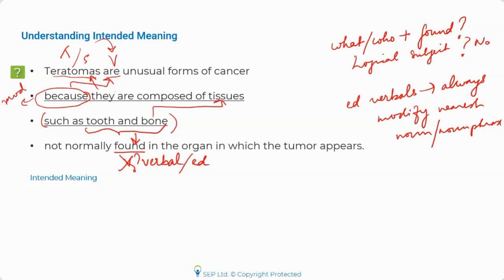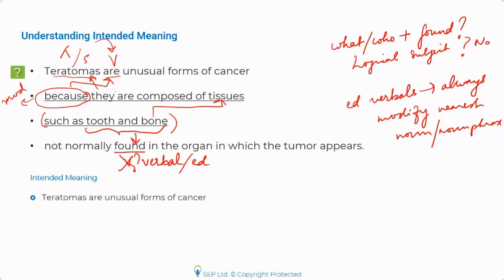What do you think we are trying to say? We are trying to say teratomas are unusual because teratomas are composed of certain kinds of tissues. What are these tissues? They are tissues which are also found in tooth and bone. And are we trying to say that tooth and bone is not found in the organ? No. Probably we are trying to say that the kind of tissues that are found in tooth and bone, those kind of tissues are not normally found in the organ in which the tumor appears, and that is why teratomas are unusual forms of cancer.